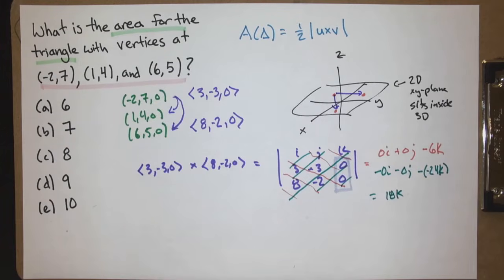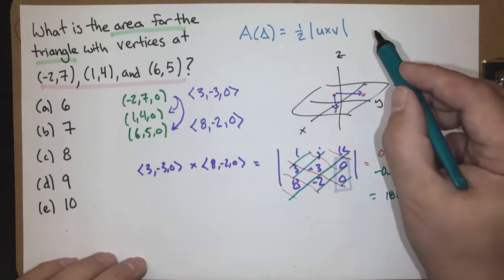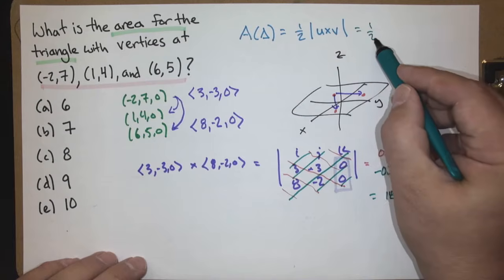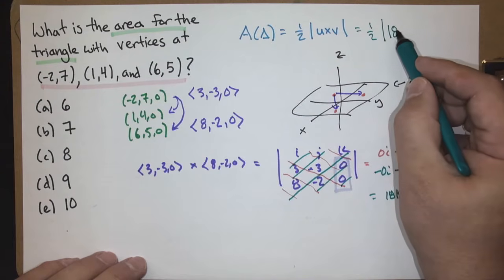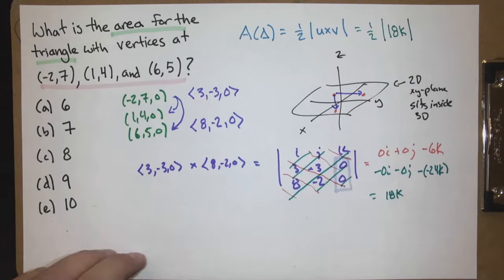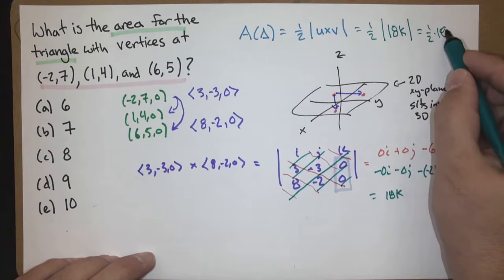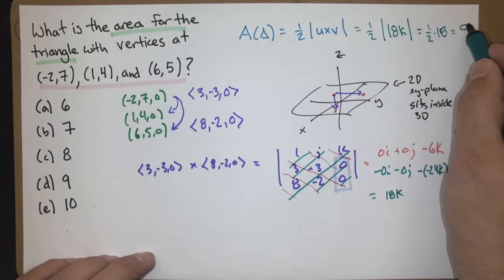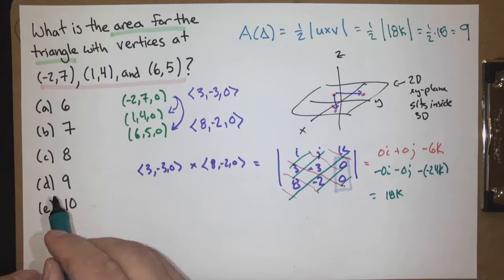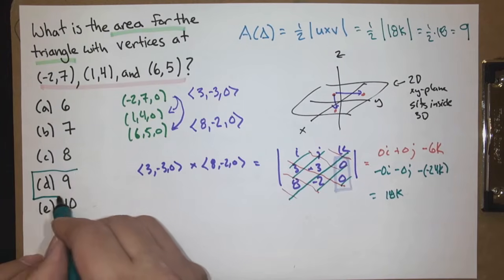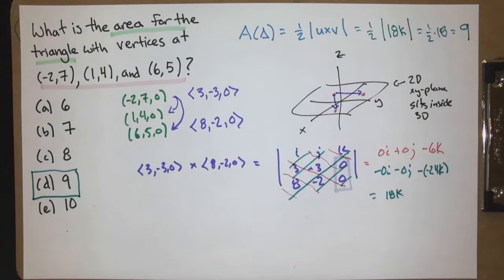Now, we have to take the magnitude of this vector. So we have to take 1/2 times the magnitude of 18k. Well, what is the magnitude of 18k? 18. So you get 1/2 times 18, which is 9. Aha! And someone did say 9. Woohoo! All right. So there we go. Any questions on this one?